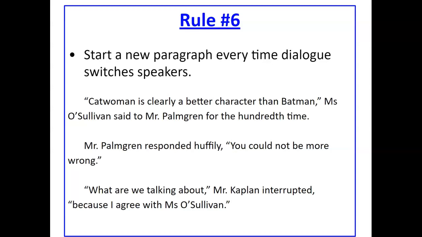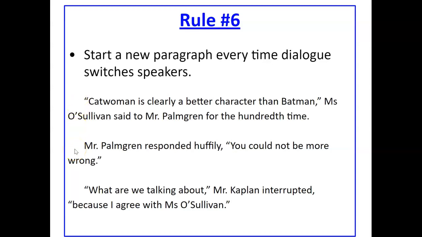Rule 6. If you have people speaking, you need a new paragraph every time the speaker switches. This is a conversation between 3 teachers. And every time the speaker switches, we have a new paragraph. In this paragraph, I am speaking, Miss O'Sullivan. "Catwoman is clearly a better character than Batman," Miss O'Sullivan said to Mr. Palmgren for the 100th time.